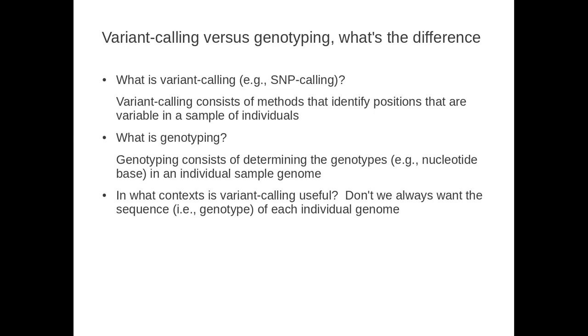So what is genotyping then? Well, genotyping is actually the assignment of a genotype to an individual sample. Okay, so a variant is in the context of a population. Variant calling is the process of inferring that there is a site that's polymorphic. Genotyping is then the separate process of assigning an individual genotype to each sample in your data set.